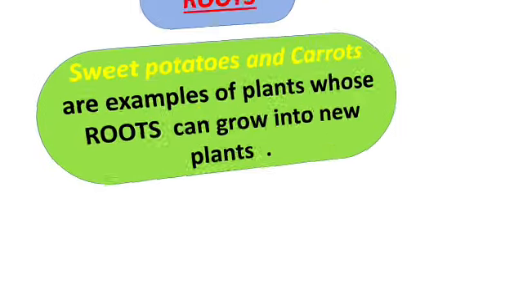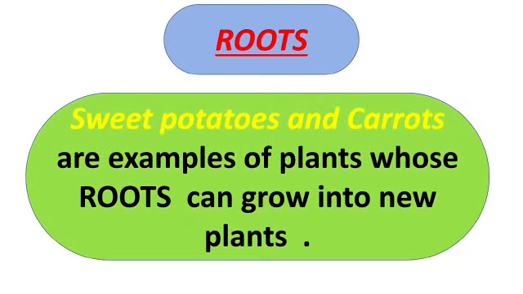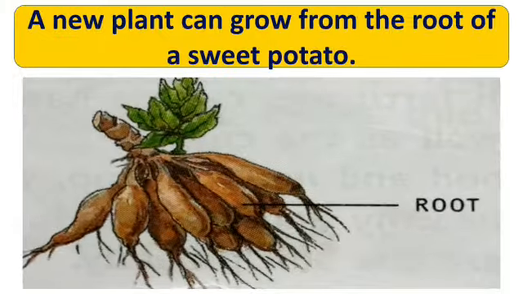Next one is roots. Sweet potatoes and carrots are examples of plants whose roots can grow into a new plant. Now have a look at a picture. The new plant can grow from the roots of sweet potato. Can you see in the picture? See how many sweet potatoes there are, and they are grown from the roots.